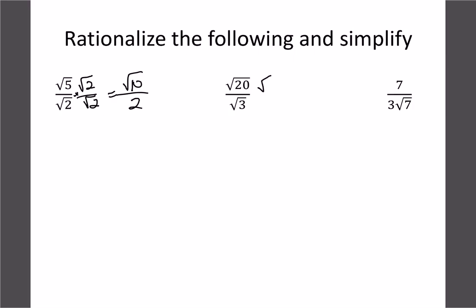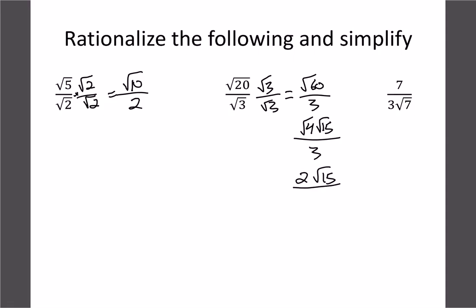The next one, times it by root 3. So we'd have root 60 over 3. And root 60 we can simplify down to 4 and 15. So that would be root 4, root 15, divided by 3, and root 4 I'll simplify to just 2 root 15, and that's as far as we can go with that one.